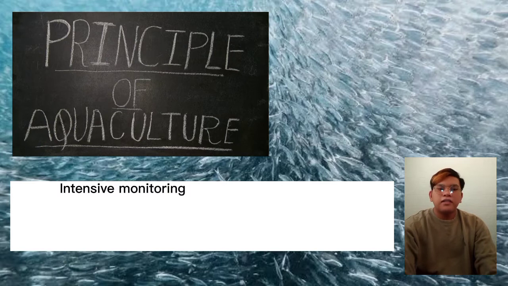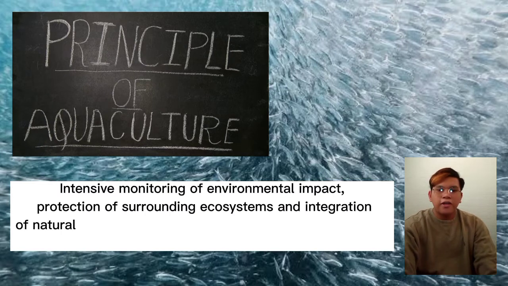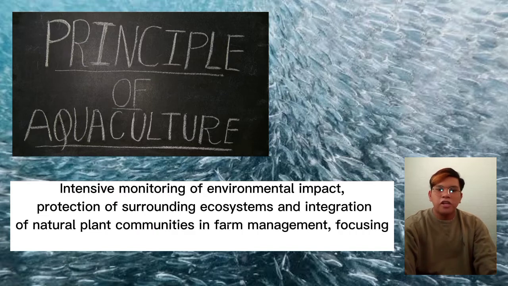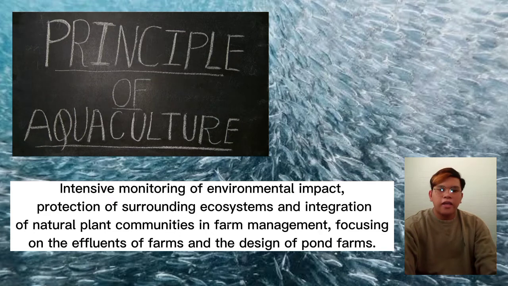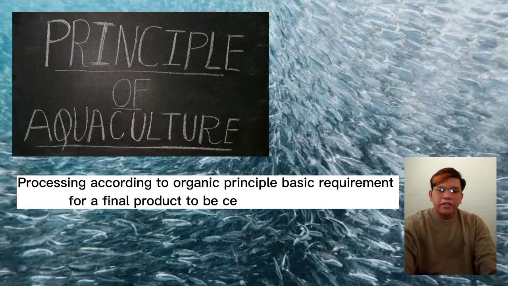9. Intensive monitoring of environmental impact. Protection of surrounding ecosystems and integration of natural plant communities in farm management. Focusing on the influence of farm and the design of plant farms. Last, processing according to organic principles, a basic requirement for a final product to be certified as organic.